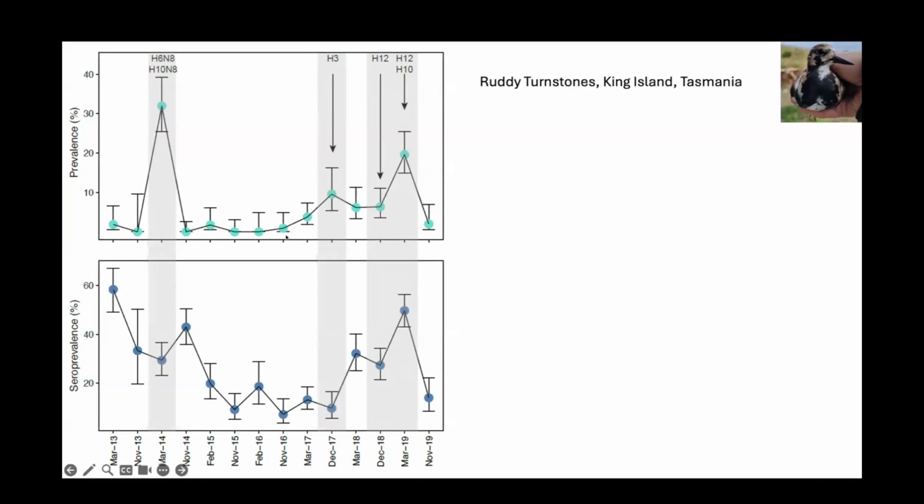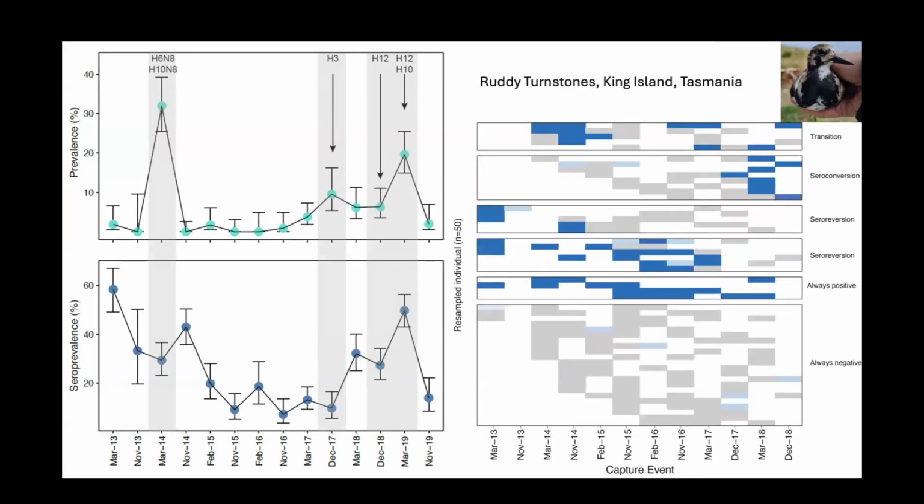And so at a population level, very little virus, except we have these occasional outbreaks. And then the bottom part here is seroprevalence, so the proportion of the population that has antibodies. So something interesting is happening here at the population level. But then I went to look at the individual level for the individuals that we have resampled. So this is a pretty cool study site. We can resample individuals. And a large proportion of the birds are always negative. So white means no sample, gray means negative.